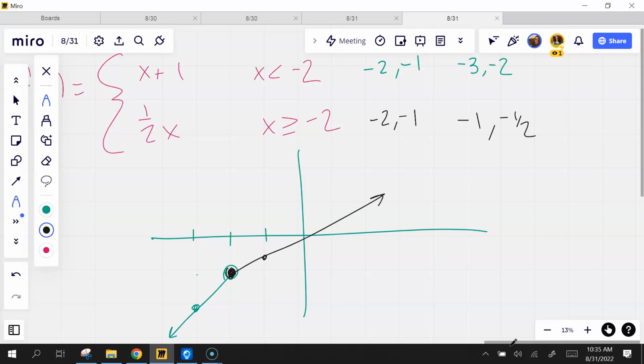Yes. Up 1 over 2. Is that right? Yes. Yeah.